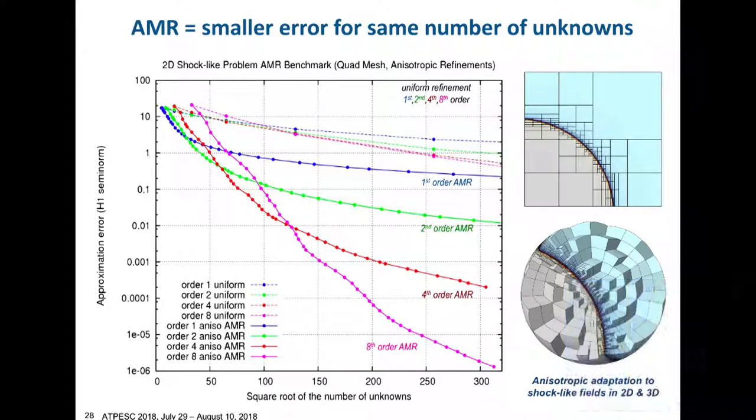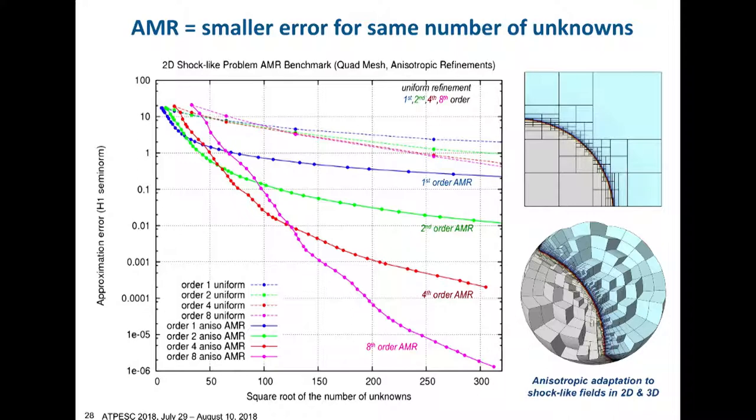OK, why adaptive mesh refinement? I think a lot of you are very familiar with that. But basically, it allows you to focus the computational effort where you need to. And this is just an example of a kind of shock-like solution. This is with anisotropic refinement. I think it's this 2D problem. We've also run it in 3D.